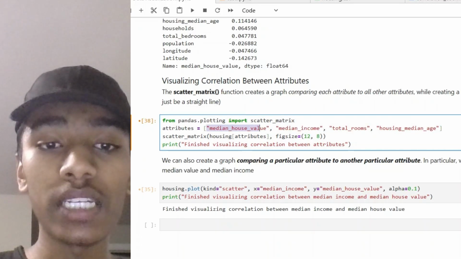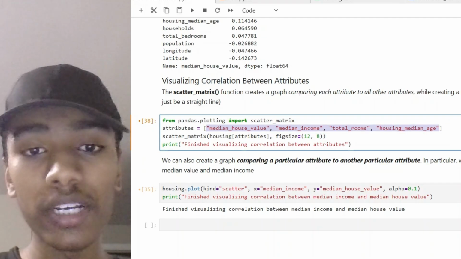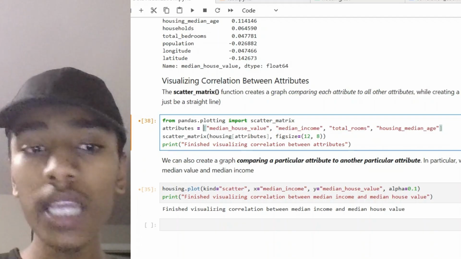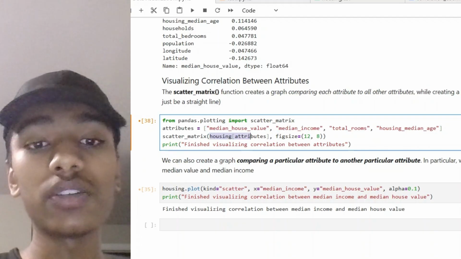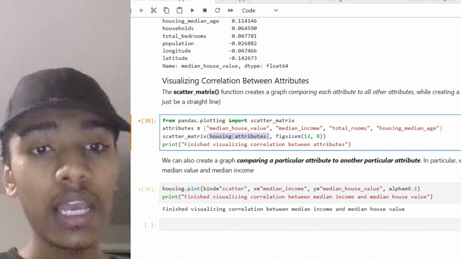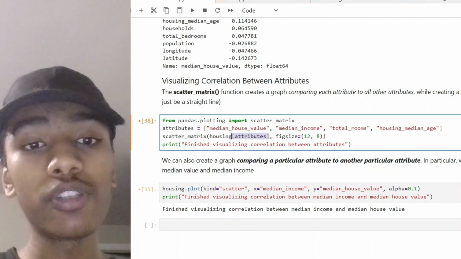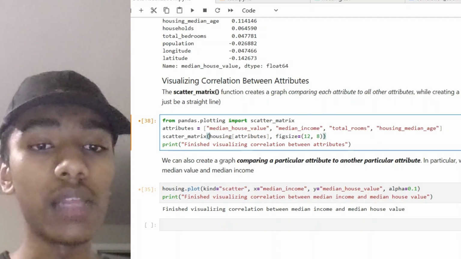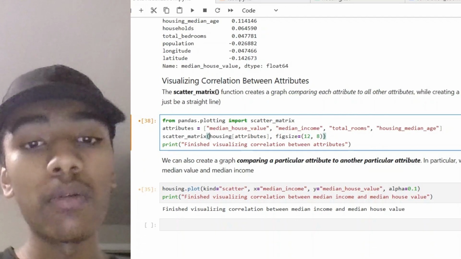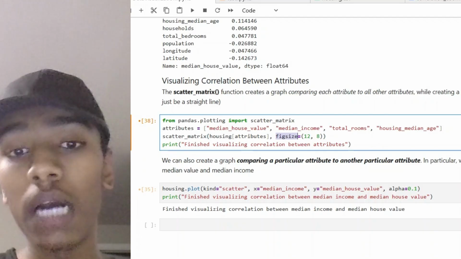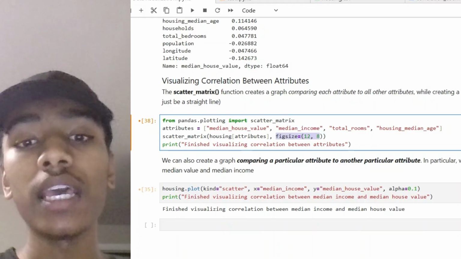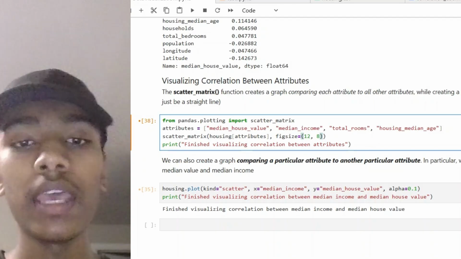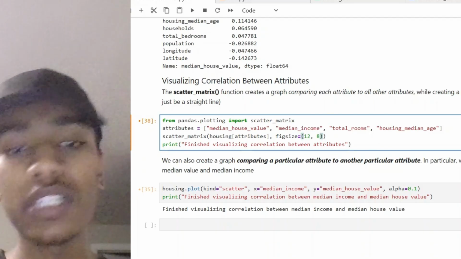We have our different attributes that we want to consider, and you're noticing here that we have a good conglomeration of about 4 of those particular attributes. And then what we're saying is scatter_matrix considering the housing attributes, right? We're selecting those particular columns in the housing data frame, and we're saying that we're going to create a particular number of graphs. And once we have all those graphs, it's going to have a width of 12 and a height of 8.